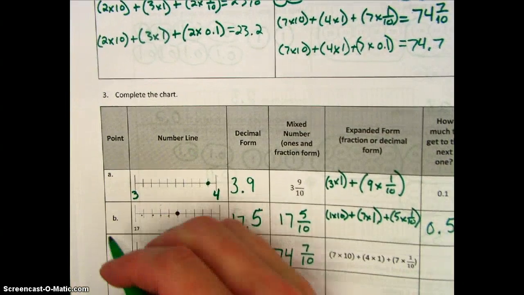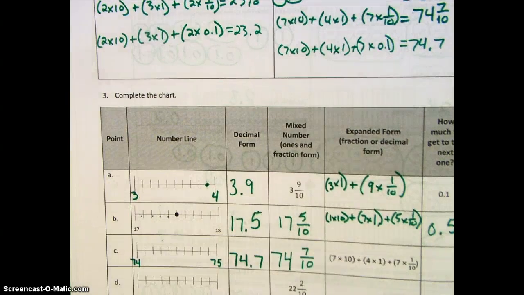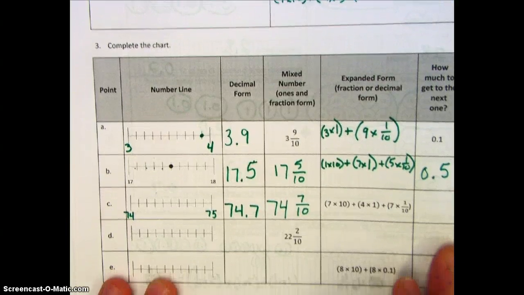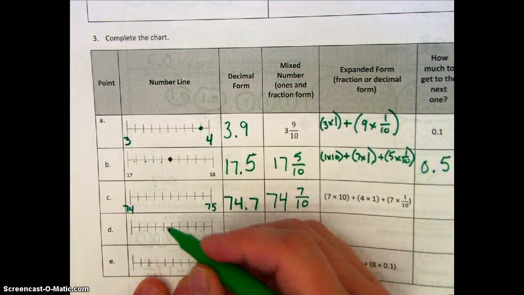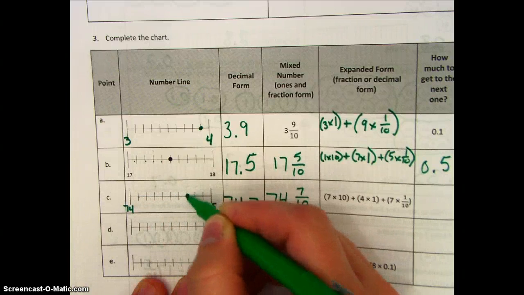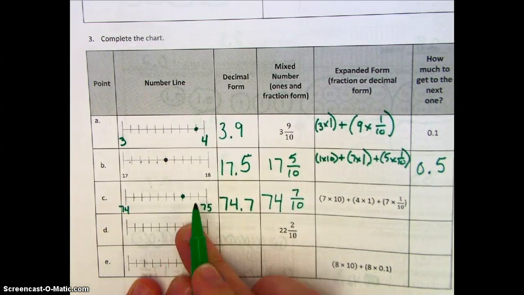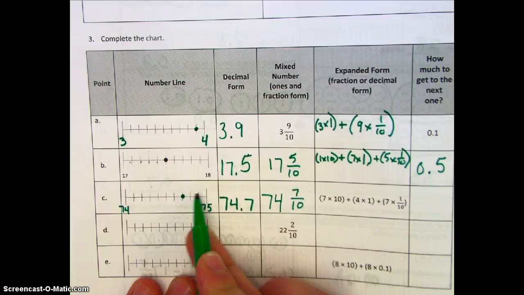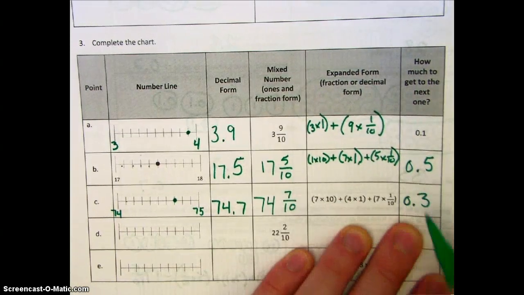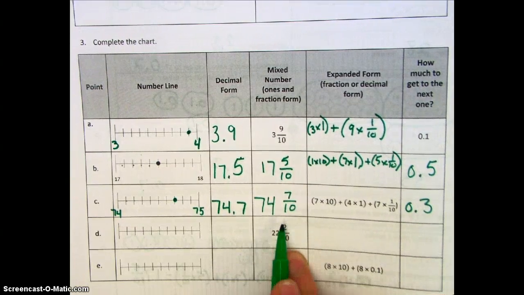Now going to our number line, we know we're going between 74 and 75. So now we can count over 7/10. So 1, 2, 3, 4, 5, 6, 7 gets us our 74 and 7/10. Now for our 7/10, you can notice that we are 3/10 away from getting ourselves to 75.